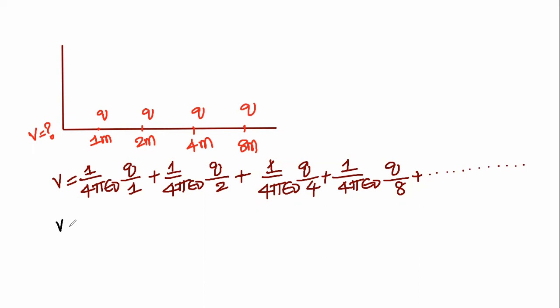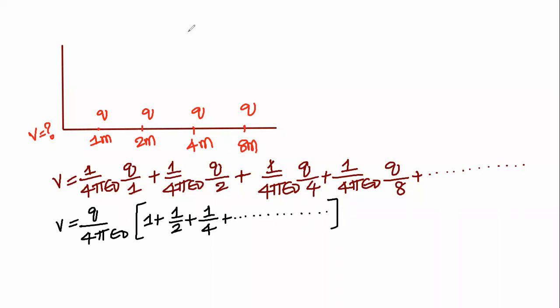So the electric potential V is equal to Q divided by 4 pi epsilon naught into 1 plus 1 by 2 plus 1 by 4 plus so on. So V is equal to Q by 4 pi epsilon naught times 1 plus 1 by 2 plus 1 by 4, and so on. Then the resultant electric potential is to be calculated.